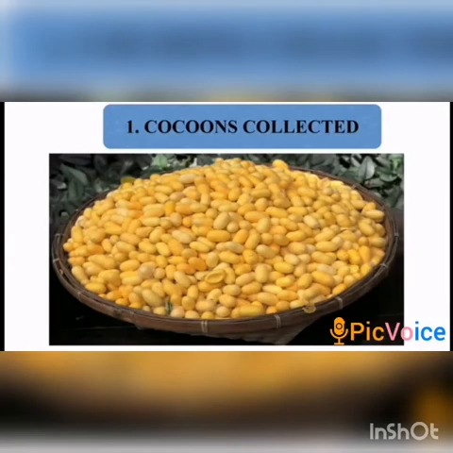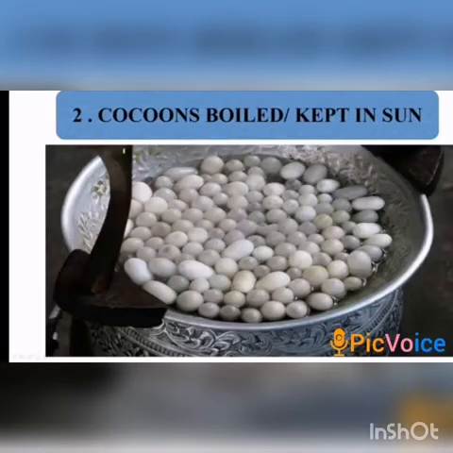Once again, I recall the processing of silk fiber, children. In the processing of silk fiber, the first step is collection of cocoons. A pile of cocoons is used for obtaining silk fiber. What's the next step? After collecting, the cocoons are kept under the sun or boiled or exposed to steam.